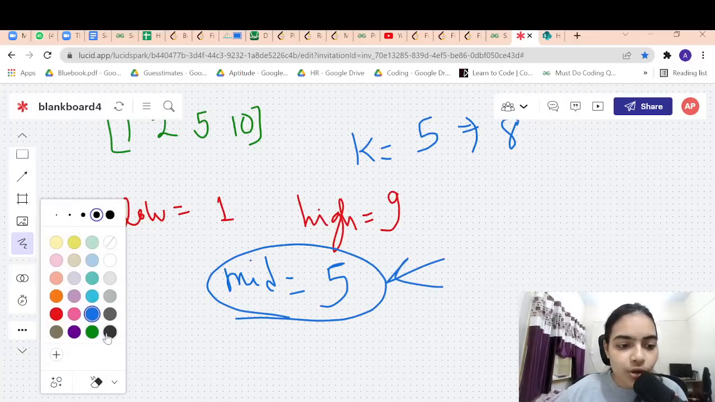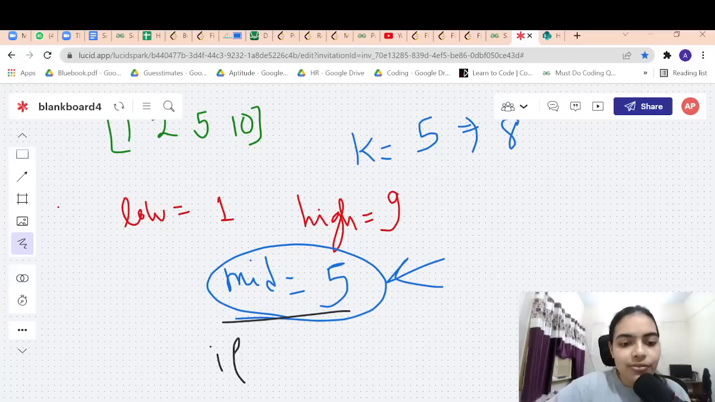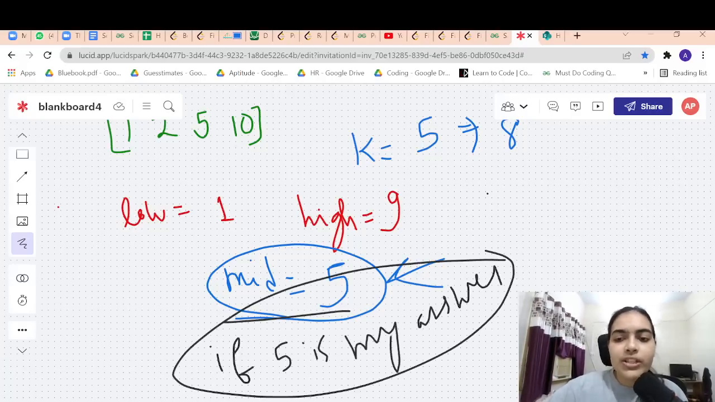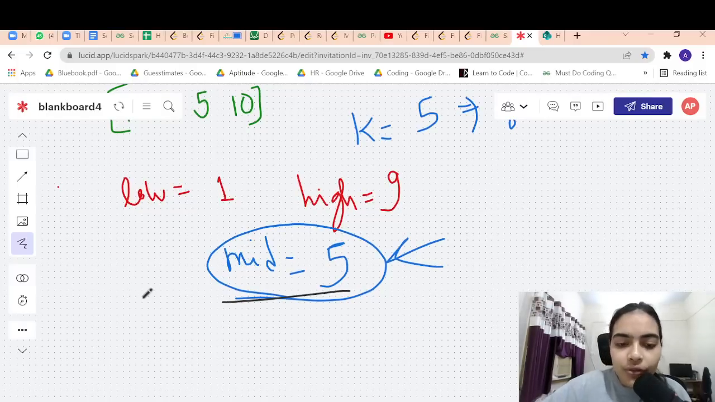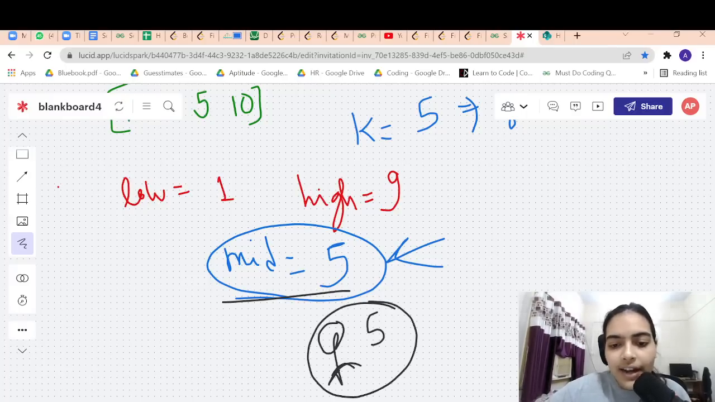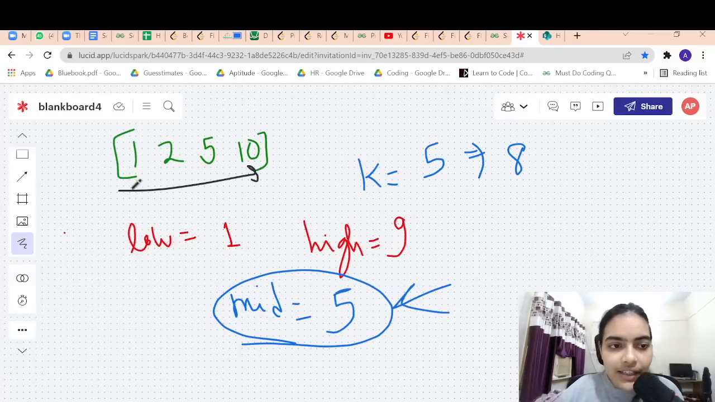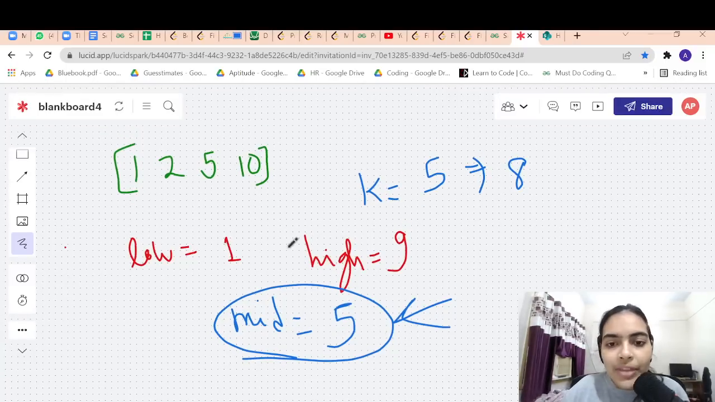So what I'm doing, I'm going to check if 5 is a possible answer. When will 5 be an answer? 5 is a candidate for answer, right? How will 5 be the answer? 5 will be the answer if in this entire array there are less than equal to exactly 5 pairs, right? Because we want to find the fifth smallest absolute difference. If there are less than equal to exactly 5 absolute differences that are less than equal to 5, then 5 will be my answer. Okay.